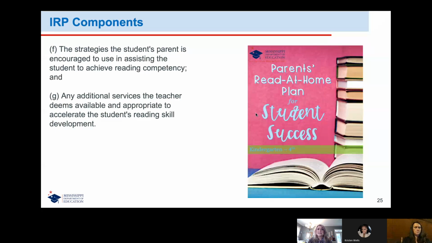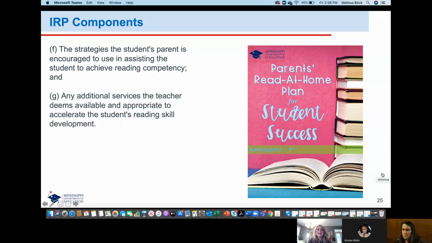So the next two components, you would have the strategies the student's parent is encouraged to use in assisting the student to achieve reading competency, and then any additional services the teacher deems available and appropriate to accelerate the student's reading skill development. And here you see the image of our parents read at home plan. This is something that you can send home and make sure that parents understand the deficit areas, and then they can use the read at home plan to use strategies at home.